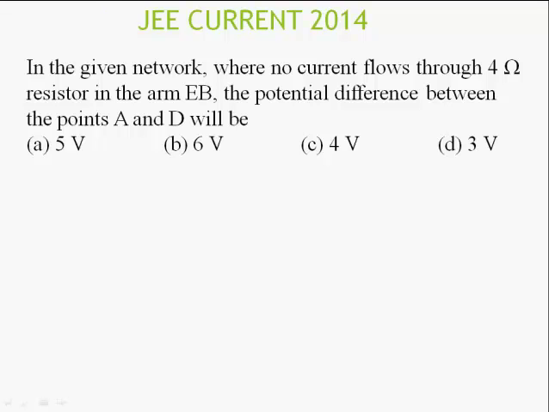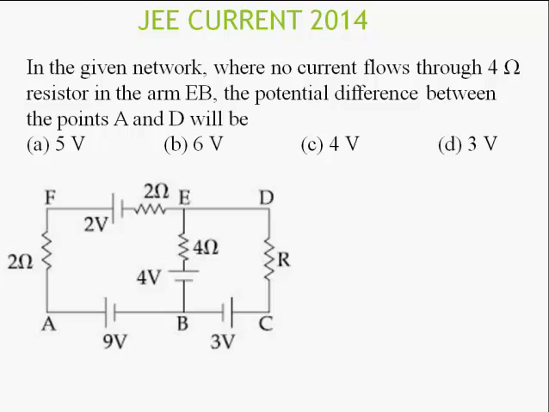Again, there is a question from Kirchhoff's law. No current flows through the 4 M resistance in arm AB. Find the potential difference across A and D. Let's see the circuit. This is the circuit over here. We have to find the potential across this A and this D. We can find it through the route AFED, through ABED, or through ABCD. Any of the methods will do. All will yield the same result.